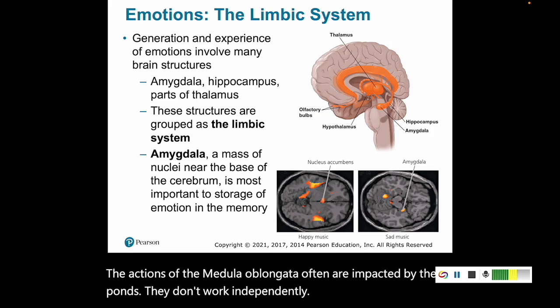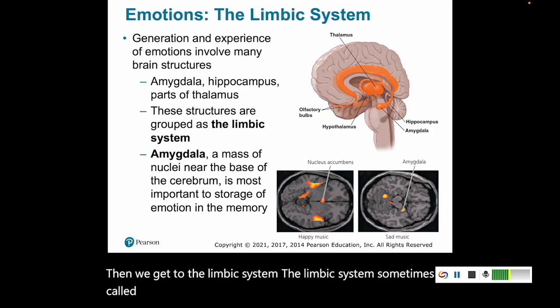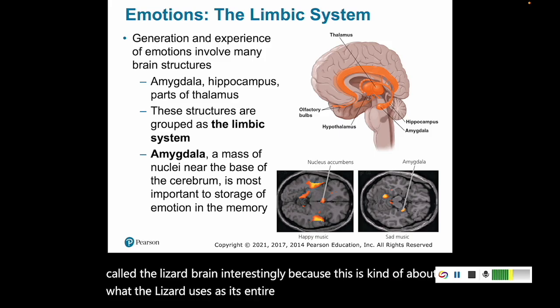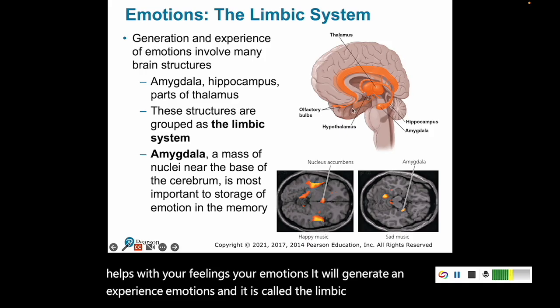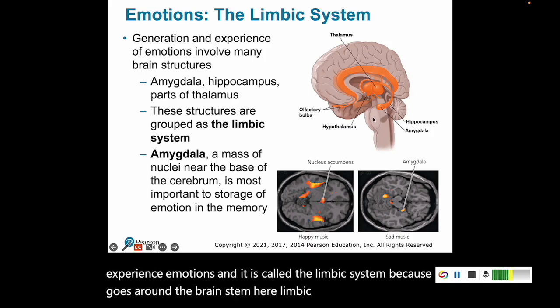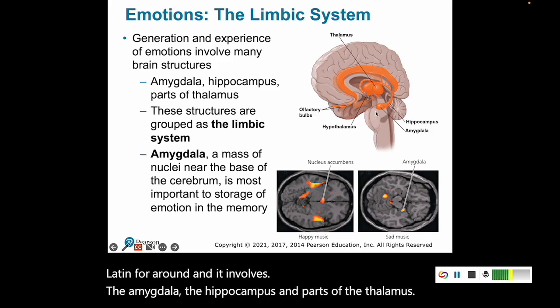Then we get to the limbic system. The limbic system sometimes is called the lizard brain, interestingly, because this is kind of about what the lizard uses as its entire brain. In people, the limbic system helps with your feelings, your emotions. It will generate and experience emotions. And it is called the limbic system because it goes around the brainstem here. Limbic is Greek or Latin for around. And it involves the amygdala, the hippocampus, and parts of the thalamus. Altogether, these are called the limbic system.